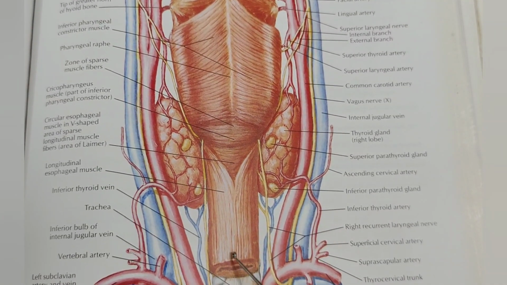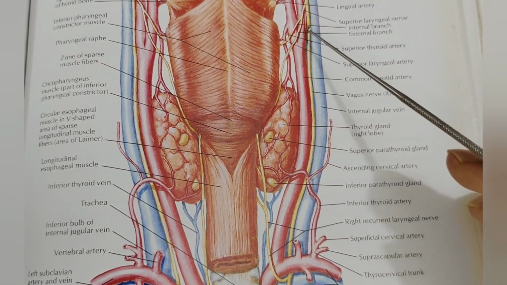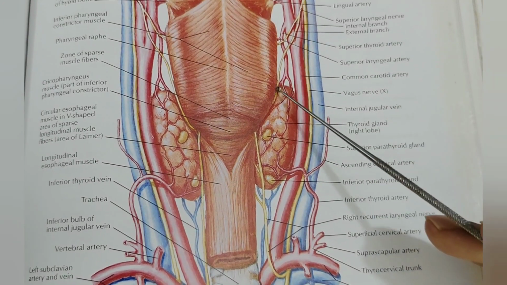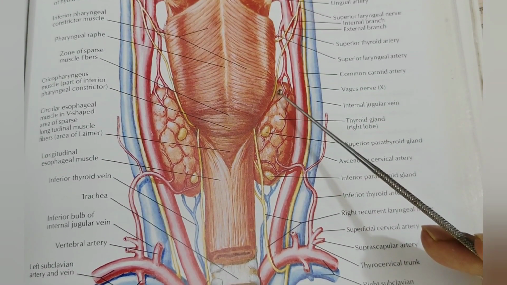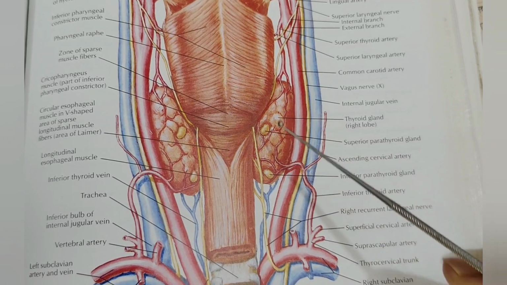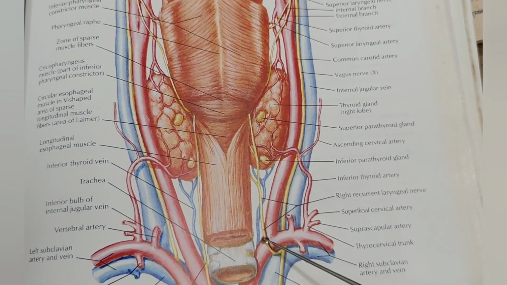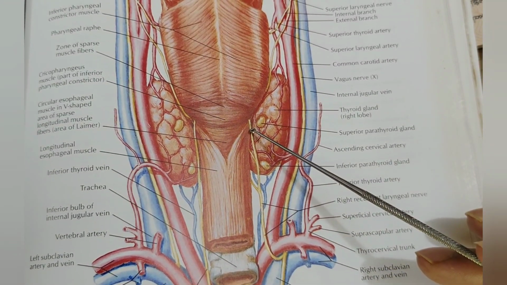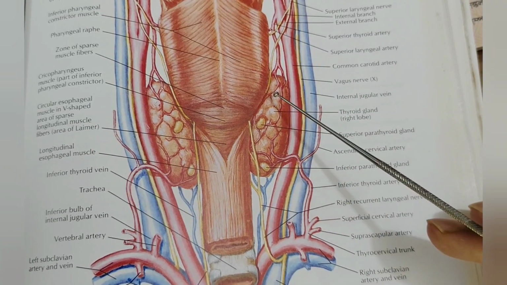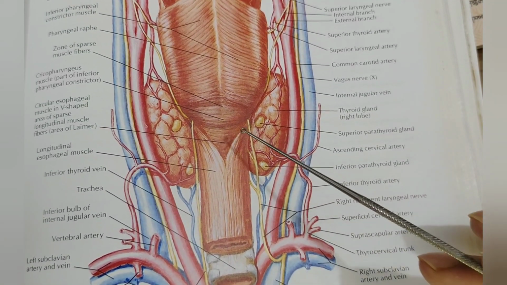And here we see there are two nerves. One nerve comes from the superiorly. This is the external branch of the superior laryngeal nerve, and another nerve we see it comes from the inferiorly and comes to the side of the thyroid gland. This is the recurrent laryngeal nerve.